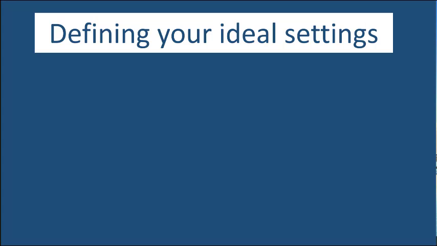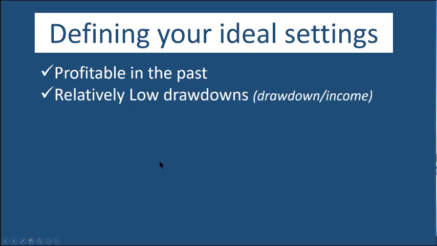Now, the first thing to do, and a lot of people ask us for settings, but let's define what we regard as ideal settings. So firstly, it should be profitable in the past. We can't guarantee that it'll be profitable in the future, but it should at least be profitable in the past. It should have a relatively low drawdown. And the way I analyze drawdowns, I look at drawdown relative to income. So if your income is 100,000, your drawdown is 10,000, that's a really good return on risk, because your risk is 10,000, your return is 100,000, and that's pretty good.